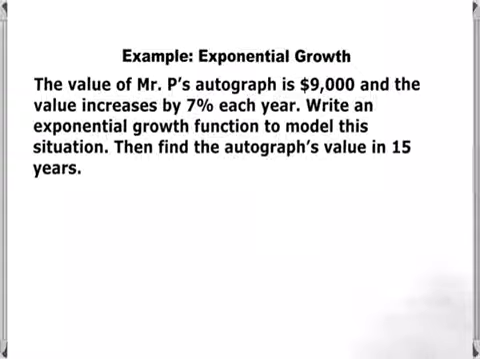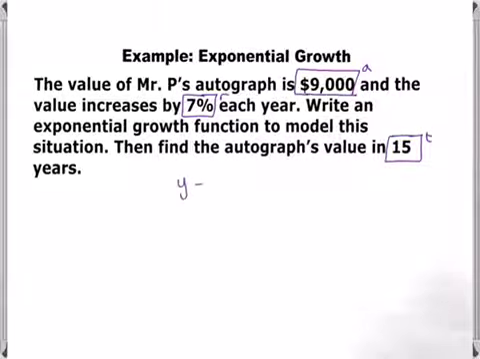So first example, the value of Mr. P's autograph is $9,000, and the value increases by 7% each year. Write an exponential growth function to model this situation. Then find the autograph's value in 15 years. So right now we're going to model this with an exponential growth function and then figure out the value in 15 years. This is our original value, so that's A. Our rate is 7%, and our time in this case is going to be 15 years.